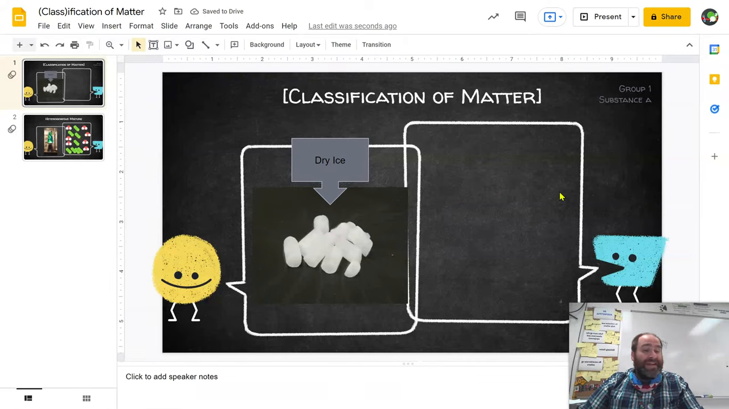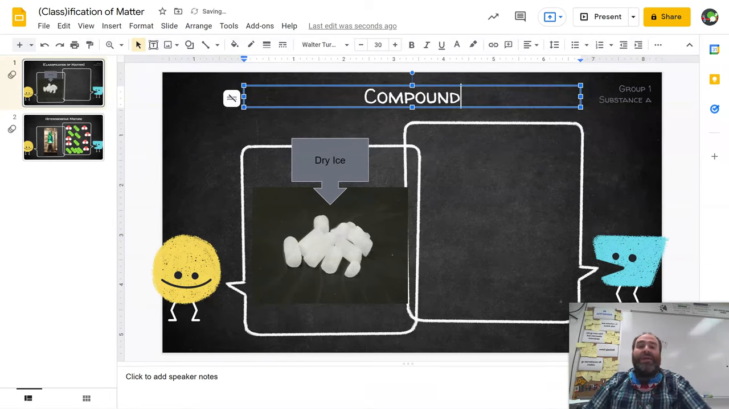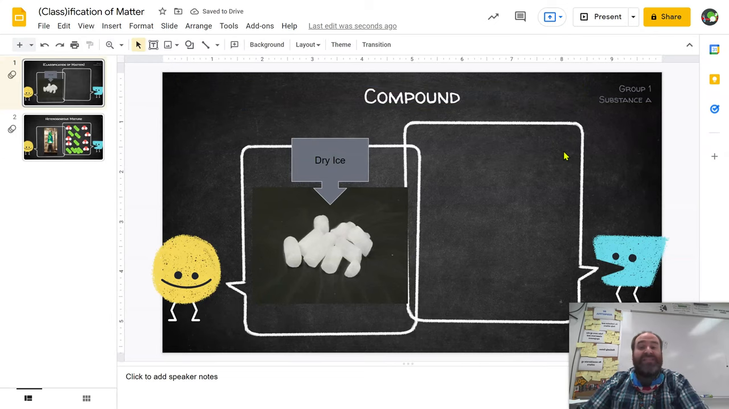Now, reading our ingredient is just carbon dioxide. That's a pure substance. Specifically, it's a compound. So I'm going to go ahead and write compound up here because that's the classification of matter at the most fundamental level. So again, you're either going to have an element, a compound, those are pure substances, or a heterogeneous or homogeneous mixture.